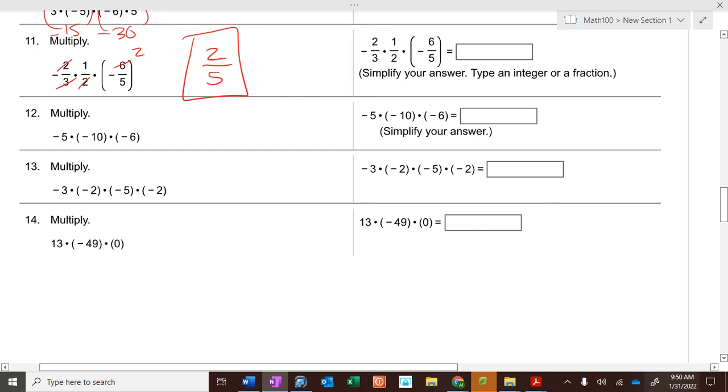And what's 0 times anything? 0. Doesn't matter how many positives or negatives there is in there. Okay? So that's what we're doing today.